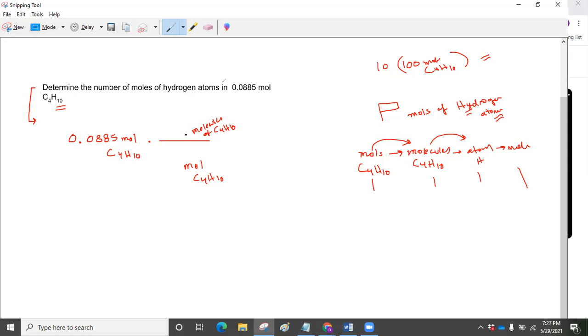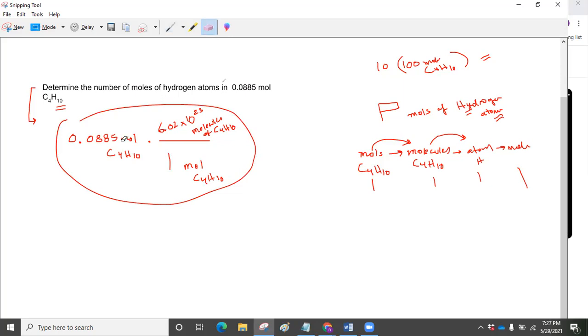There is a conversion factor which can let you do this, because you'll notice that 1 mole of C4H10 is Avogadro's number amount of molecules of C4H10, right? And this gets you to molecules of C4H10. So now once you have this answer, how many molecules of C4H10 are in these many moles of C4H10, if you were to stop right there, you would just have how many molecules are in 0.0885 moles of C4H10. And that doesn't really get you far.